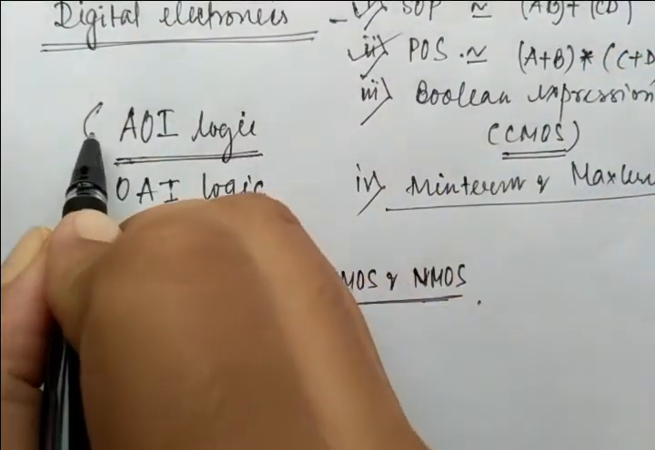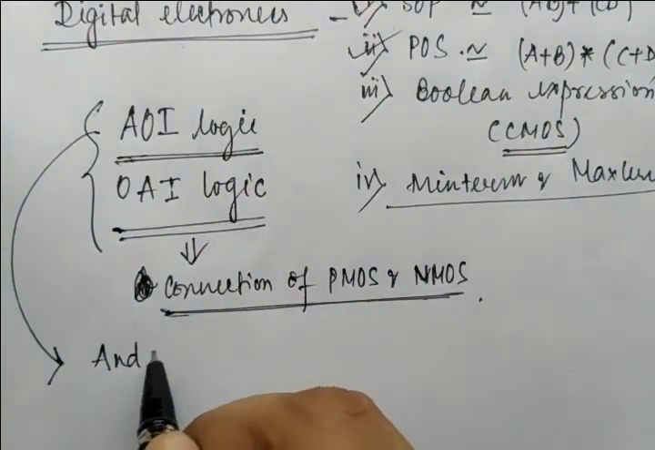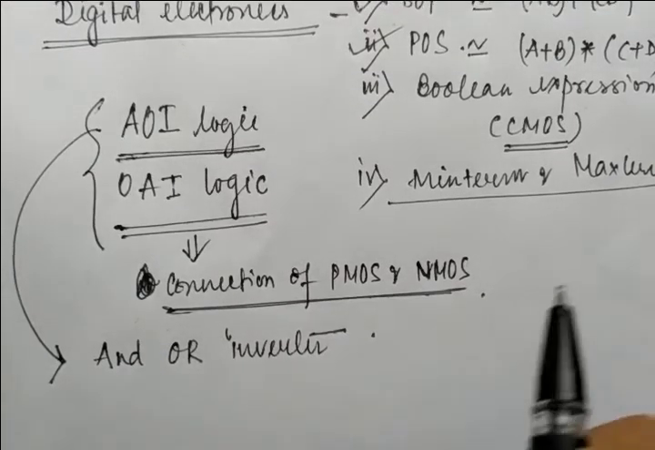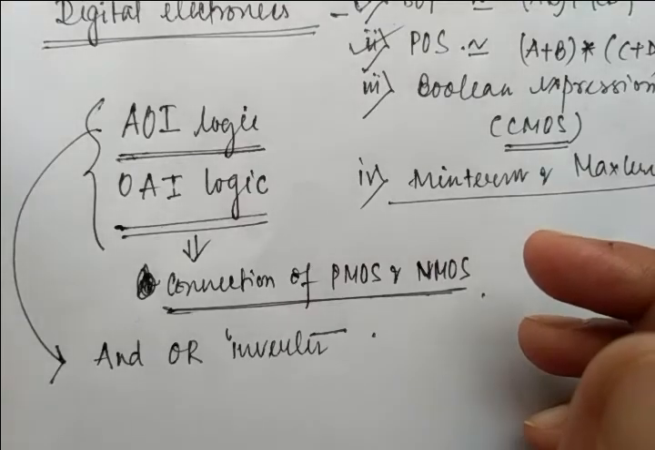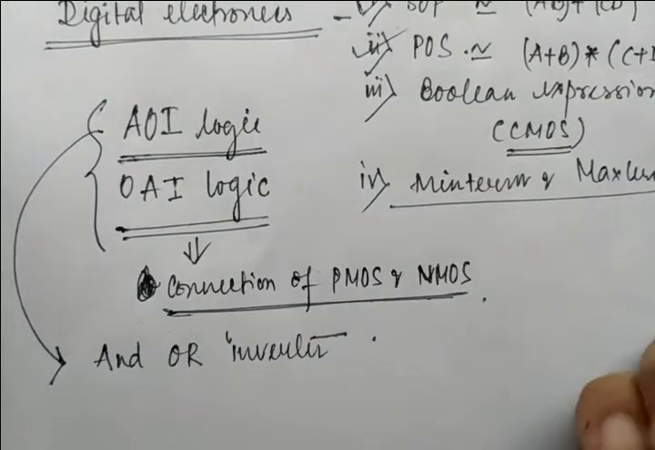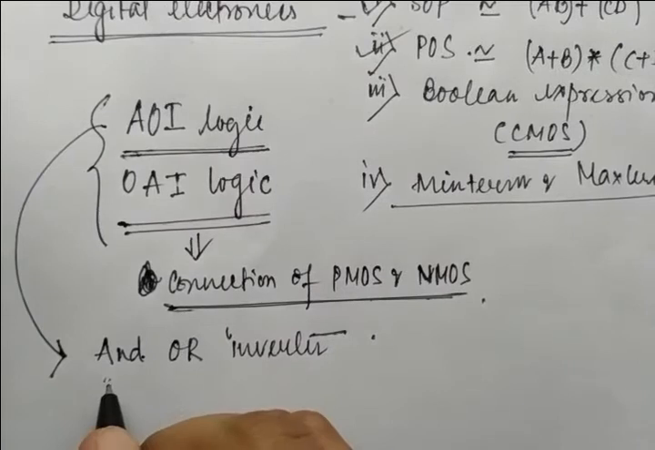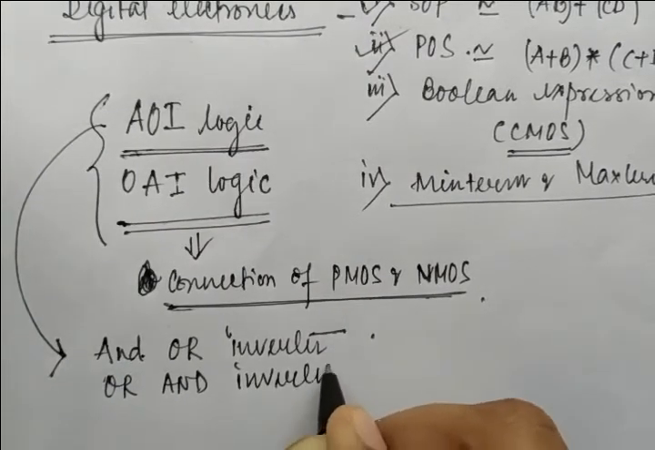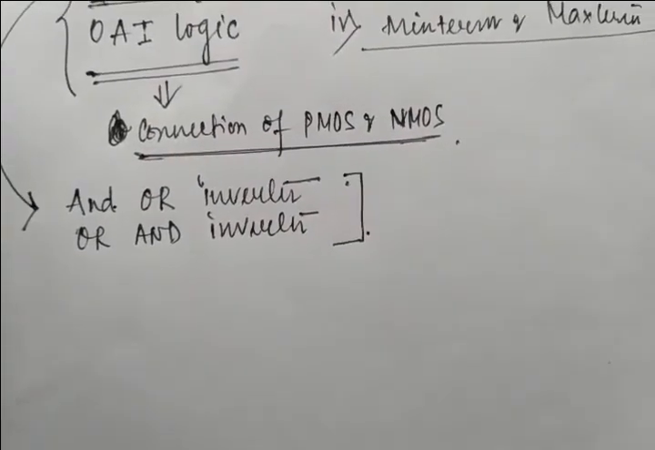Okay. And what is the full form of AOI logic? AOI logic means AND OR inverter logic. Why am I saying so? Your concept will definitely be clear when I explain with some example. This is AND OR inverter, and this is OAI, means OR AND inverter logic. You all know this: AND gate, OR gate, and NOT gate. Okay.